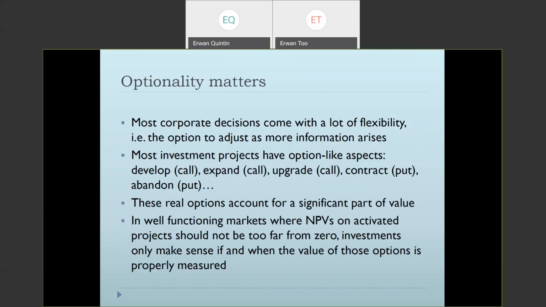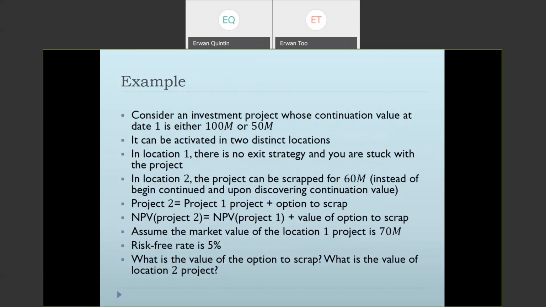Instead, what we're going to do here is illustrate the pricing of real options using two simple examples. The first example is we're going to look at an investment project. So you can imagine that you're a developer, you're going to build something, a plant or what have you, and then at some future date, call it date one, you're going to sell it. You're going to sell it or continue the project, is another way to put this. And you're going to sell it for either $100 million or $50 million. Okay, so it's a simple project.